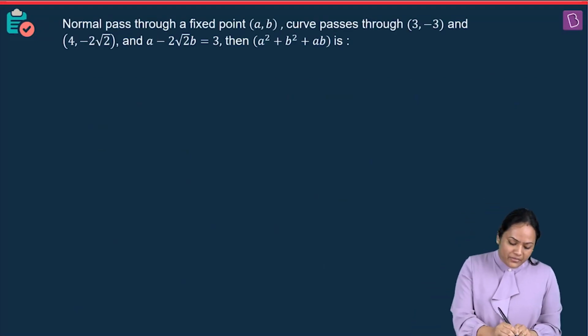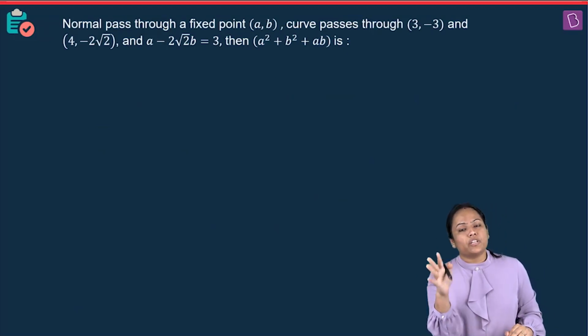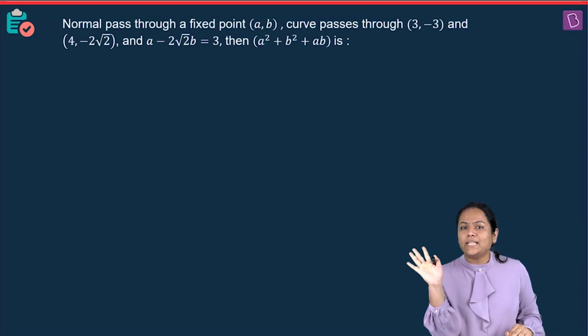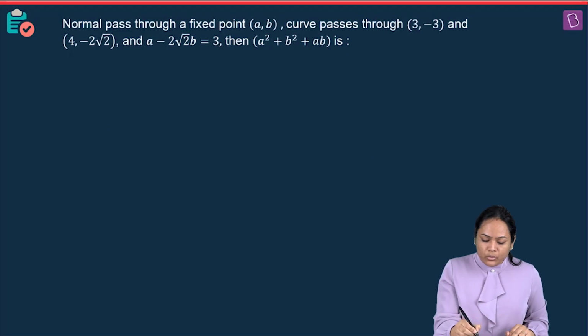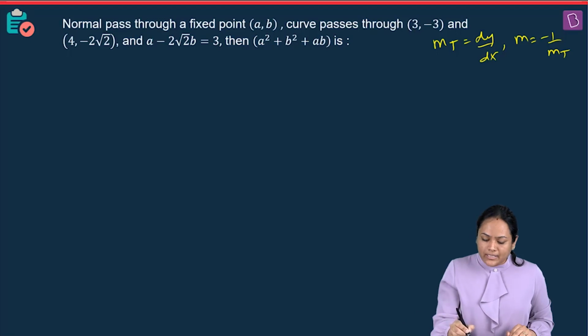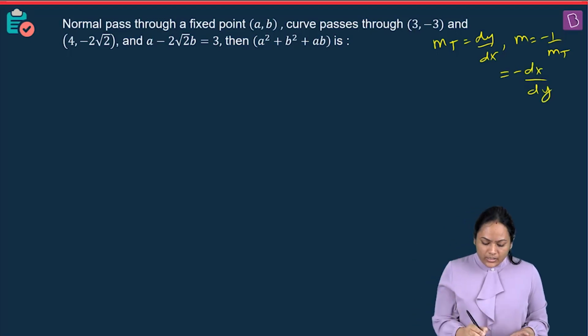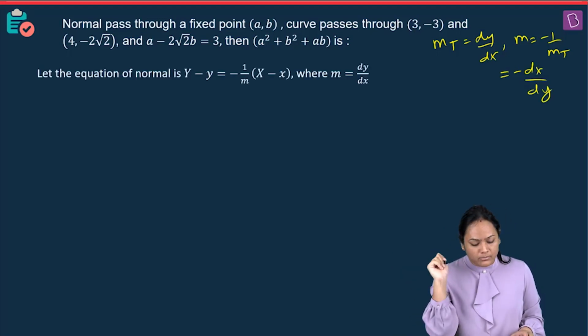So, we have a curve whose normals are given as passing through a fixed point A comma B. So, let's first write the equation of normal. We know that slope of tangent will be equal to dy by dx. So, I can say that my slope of normal will be equal to minus 1 by slope of tangent. That is going to give me the value minus dx by dy, right?